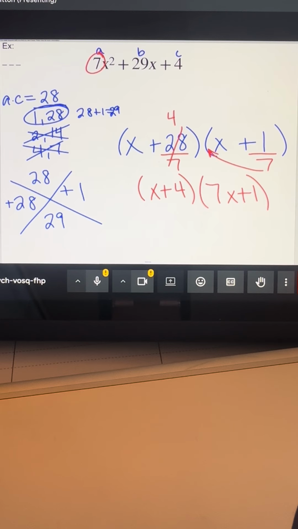Nope. So if you had 7x plus 1 first and then x plus 4 second, perfect. I did that on purpose because I wanted to make sure you guys knew. Doesn't matter. All right? Two more. You can do it. Two more. Next one.